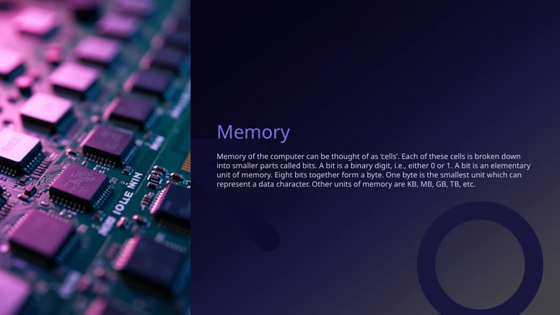When we put 8 bits together, we form a byte. Think of a byte as the smallest chunk of memory that can hold a single character, like a letter or a number. It's really the basic unit we use to represent data characters in a computer. Beyond bytes, we have larger units of measurement for memory: kilobytes, megabytes, gigabytes, terabytes, and so on. These help us understand and quantify the amount of data a computer can handle. Understanding these concepts is key because it shows how data is stored and processed at the most fundamental level, which ties back to how computers operate so efficiently and effectively.